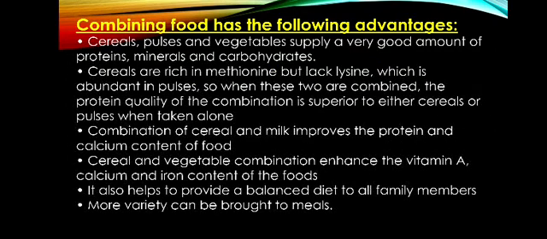Then the advantages of combination: cereal plus vegetables supply very good amount of proteins, minerals and carbohydrates. Sambar is a good example for that, and in that there are pulses and vegetables. By combining pulses and vegetables, we will get proteins. Proteins from pulses can also be used for energy purposes. So pulses give both energy and protein. Then the fruits and vegetables give all the vitamins and minerals. So it is a good example for a good combination of pulses and vegetables.